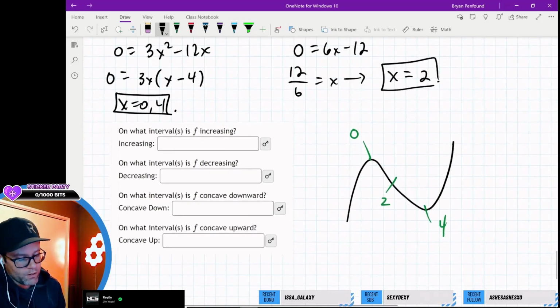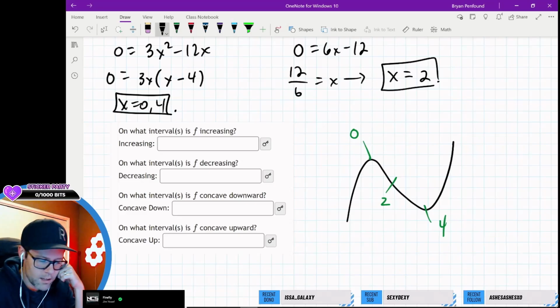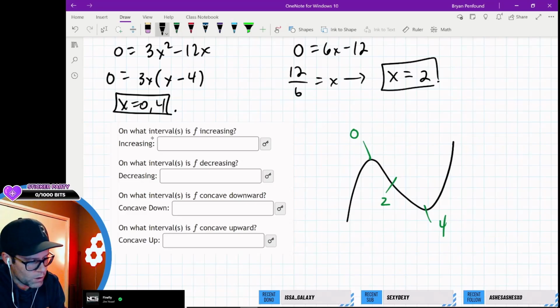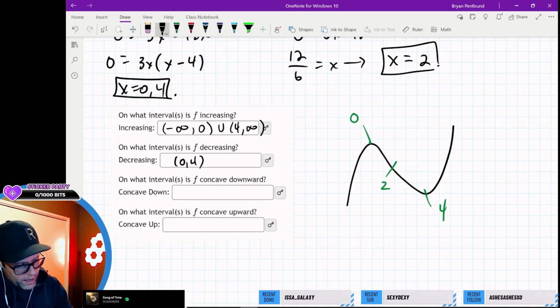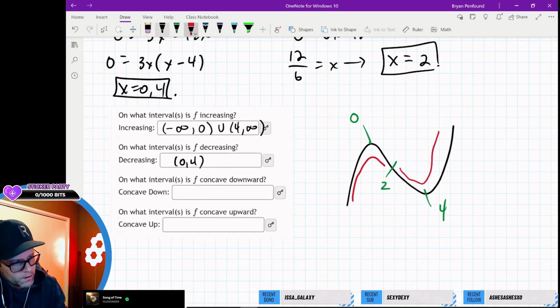We don't even need to do a table, to be honest, because this is a nice, easy polynomial cubic function to work with. So for increasing, we're going to be increasing from minus infinity to 0, and then 4 to infinity. And we're going to be decreasing between 0 and 4. Where are we concave down? Well, we're going to be concave down in here, and then concave up in here. So concave down is going to be minus infinity to 2, and then concave up from 2 to positive infinity.